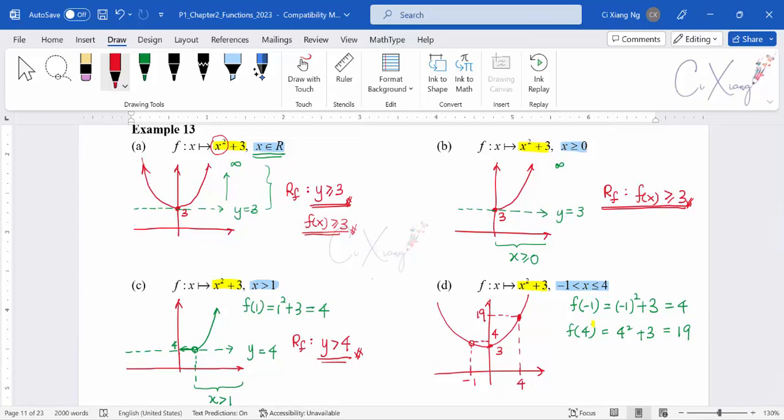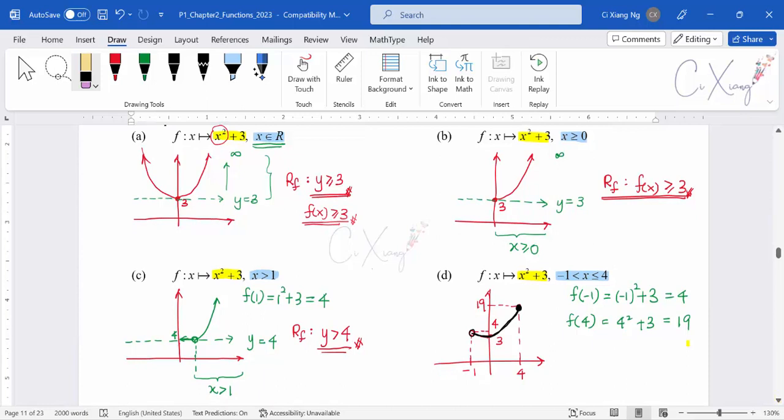If I want to draw it in a more accurate way, maybe I emphasize it by using the black color graph. The domain that I want to consider for this graph is from -1 until 4. I only want to consider this part of the graph. So for this particular domain, my graph will look something like this.